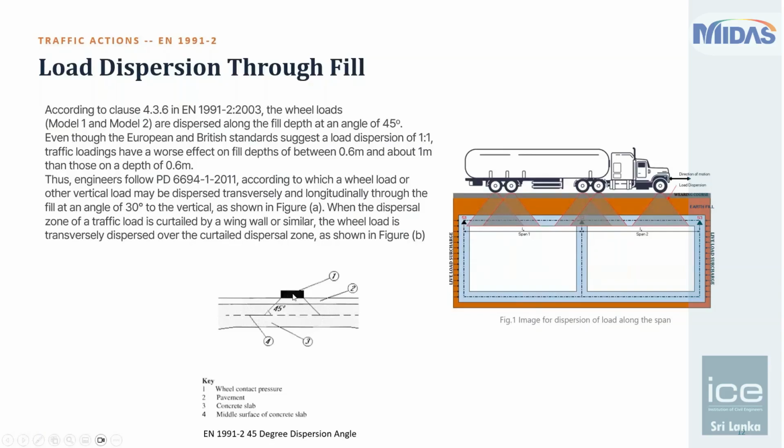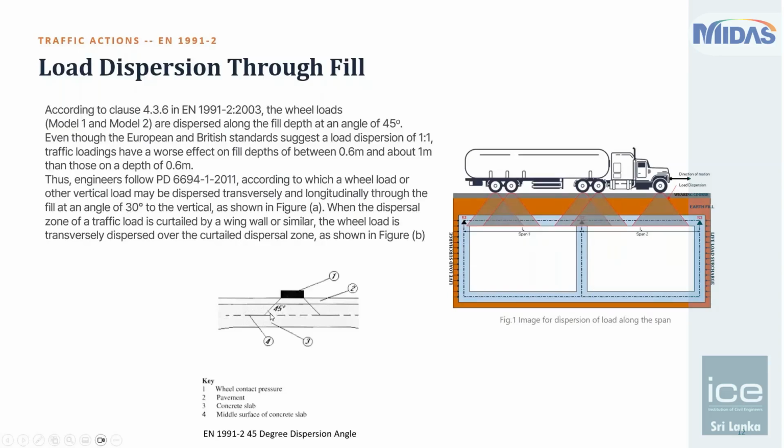Now EC1 Part 2 states that this angle is to be assumed as 45 degrees, right? Now if you were to have soil in between, generally for box culverts you can have a very high fill height, right? So you can have 1, 2, 3 meters of fill height as well. If that is the case, then you'll have a very significantly higher area. So in PD 6694, the publication has said that we generally do not get such a high dispersion angle because the assumed stiffness of the pavement will not be the same as the soil. So they have suggested a lower dispersion angle, which is 30 degrees to the vertical.